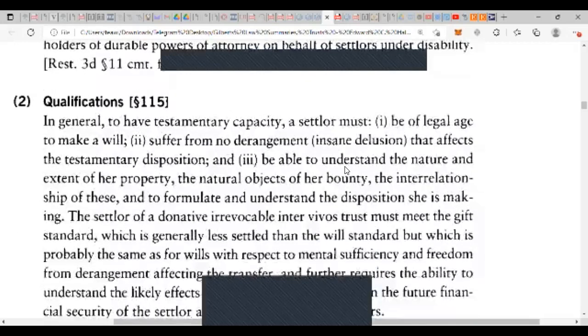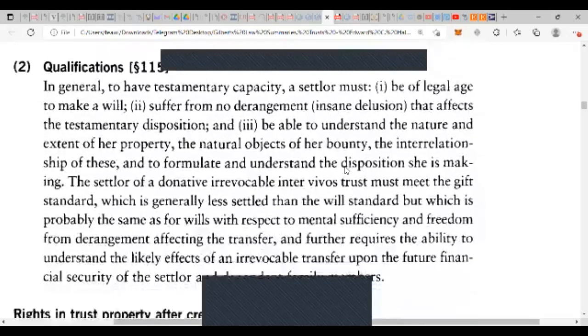Number two, qualifications, Section 115. In general, to have testamentary capacity, a settlor must: one, be of legal age to make a will; two, suffer from no derangement or insane delusion that affects the testamentary disposition; and three, be able to understand the nature and extent of her property, the natural objects of her bounty, the interrelationship of these, and to formulate and understand the disposition she is making.